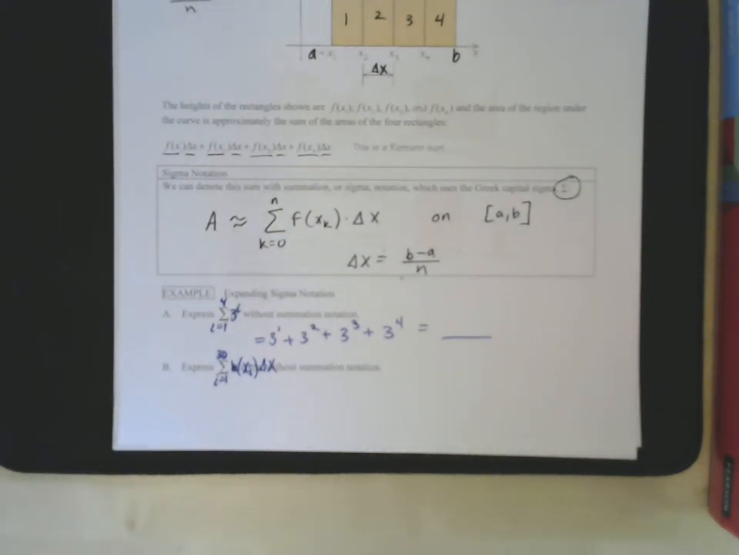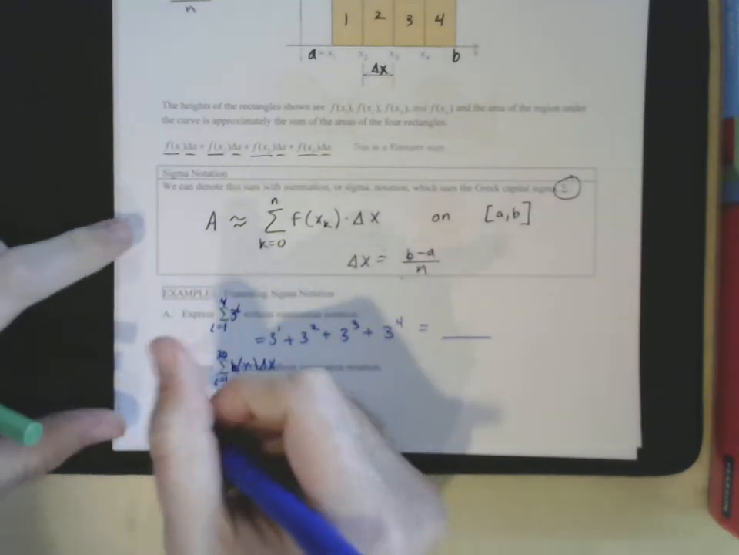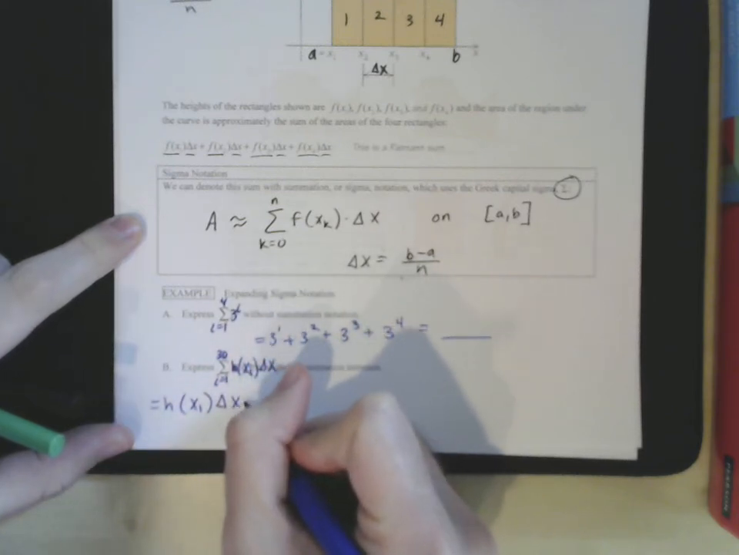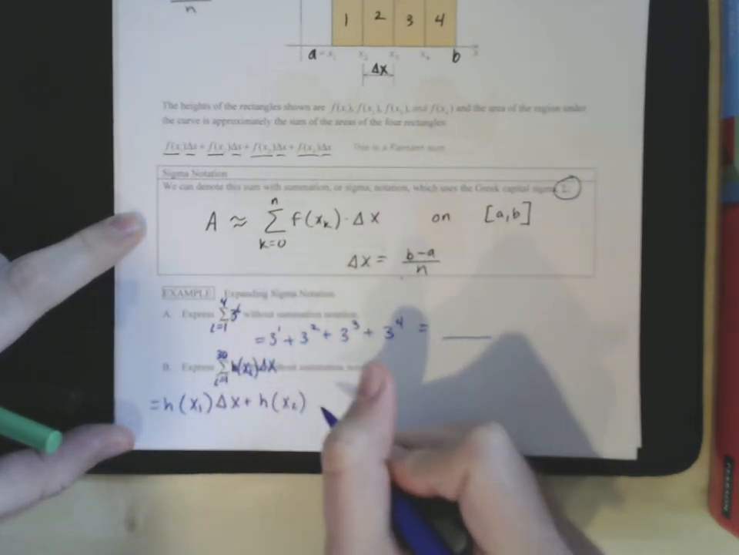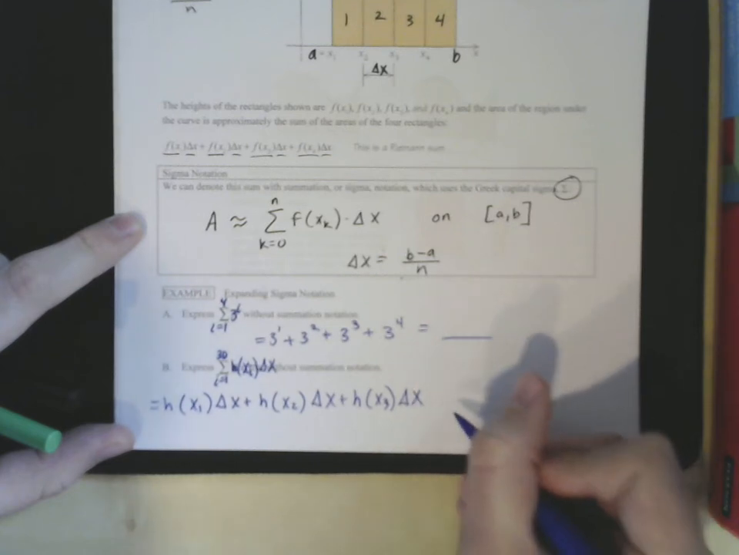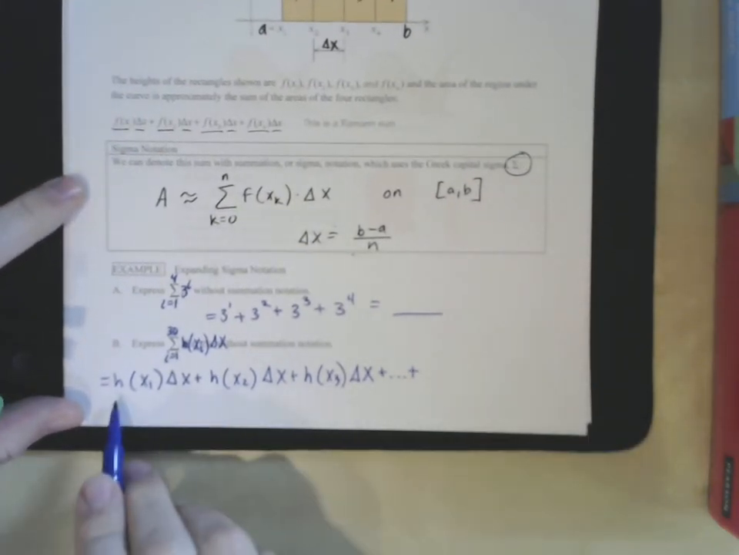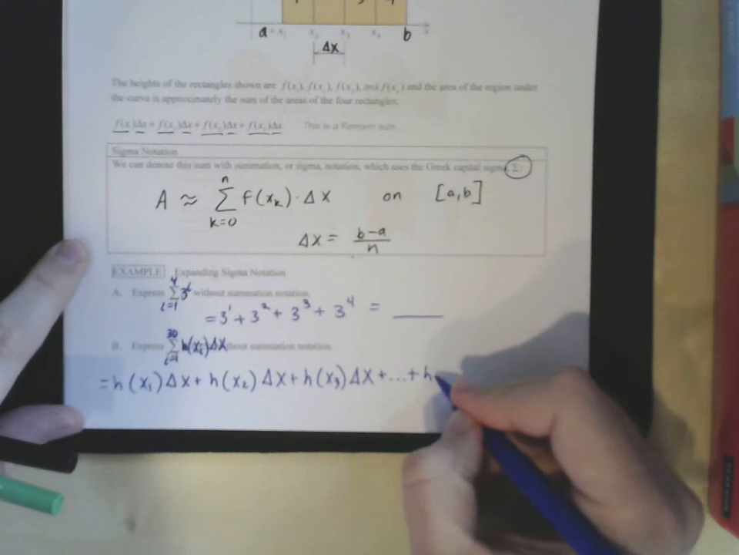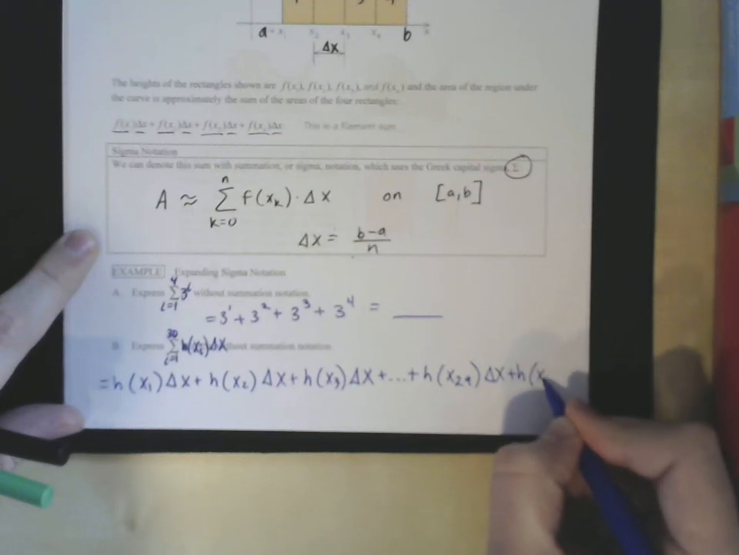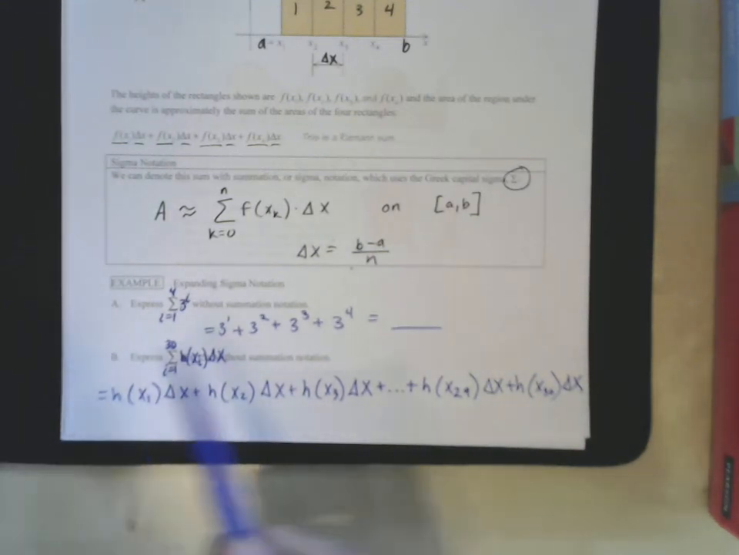Now this is to show you why we use summation notation. We have 30 multiplications to add up. So this would be h of x sub 1 times delta x, plus h of x sub 2 times delta x, plus h of x sub 3 times delta x. And I really don't want to have to write all of these, so we're going to do an ellipsis here, and then add our second last term, h of x sub 29 times delta x, plus h of x sub 30 times delta x. So now we have our whole sum.